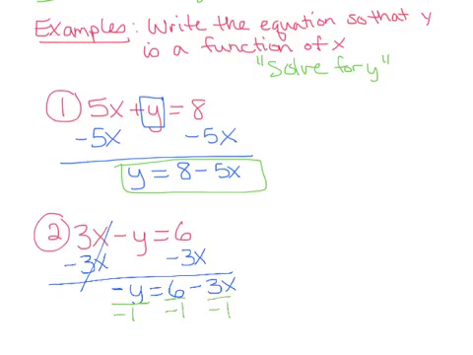So once you do that, left-hand side you finally have y by itself. 6 divided by negative 1 gives you negative 6. Minus 3x divided by minus 1 gives you plus 3x. So then this is your answer.